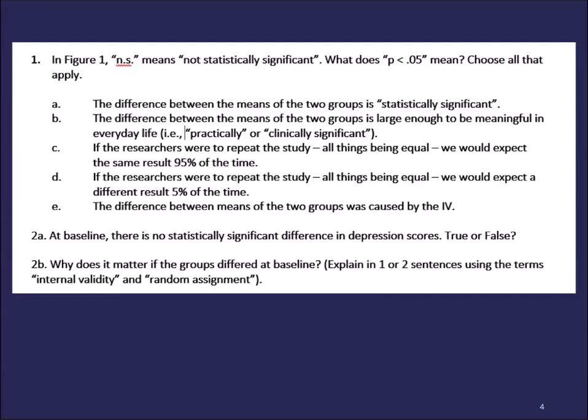Lastly, let's look at answer choice E. The difference between the means of the two groups was caused by the independent variable. This answer choice is incorrect. The significance of the result means nothing about causality.